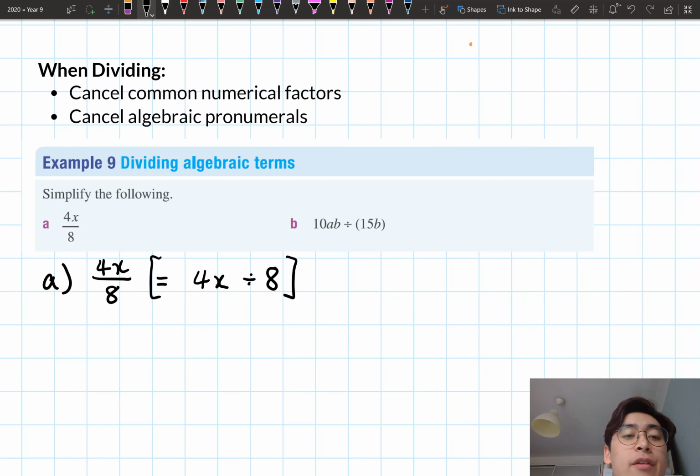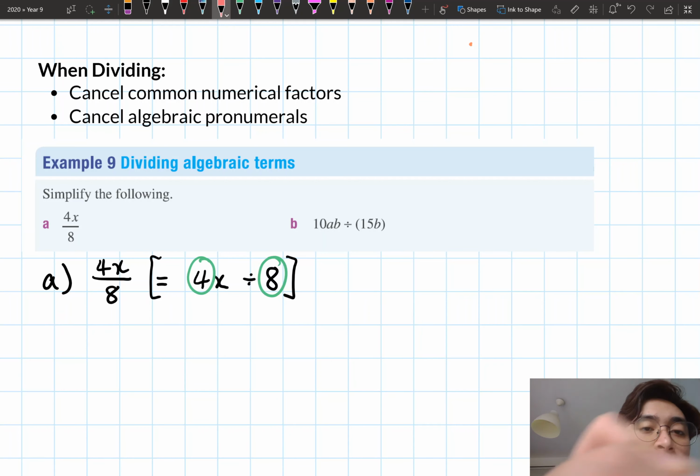So let's have a look at cancelling out common numerical factors. So I'm going to look at the coefficients first. I've got my 4 and my 8. Now, is there a number that goes into both 4 and 8 that I can cancel out? Well, if you remember, I can cancel out 4 from both of them. 4 goes into 4 once, and 4 goes into 8 twice. So I'm going to cancel out 4 from both of them.